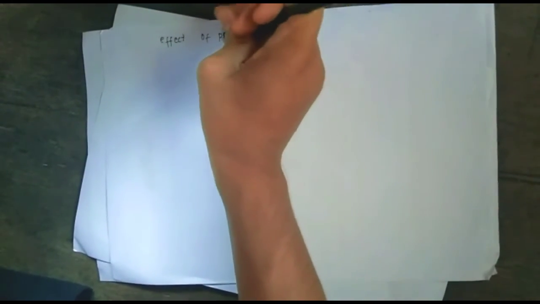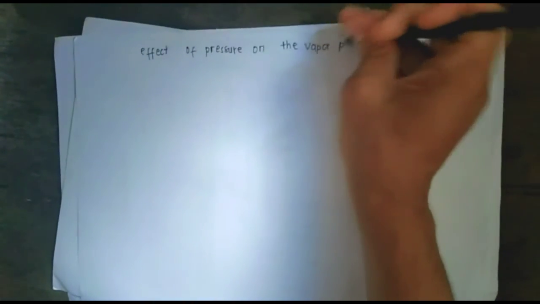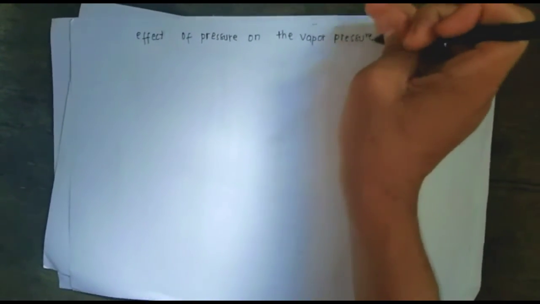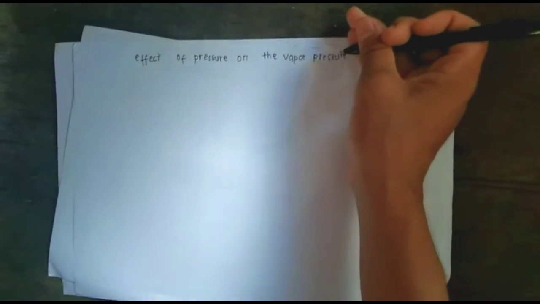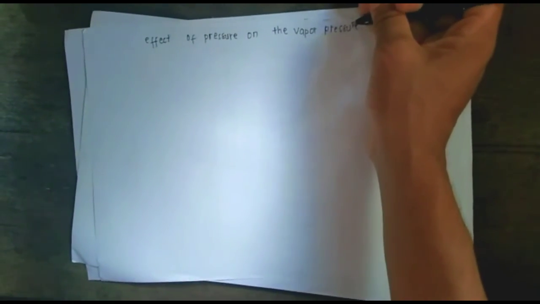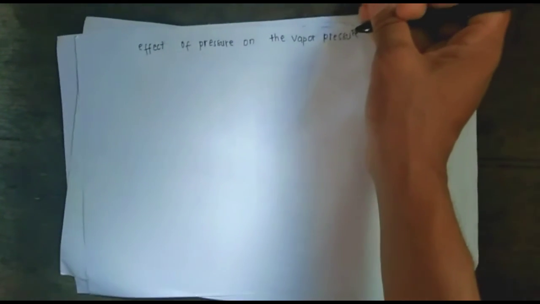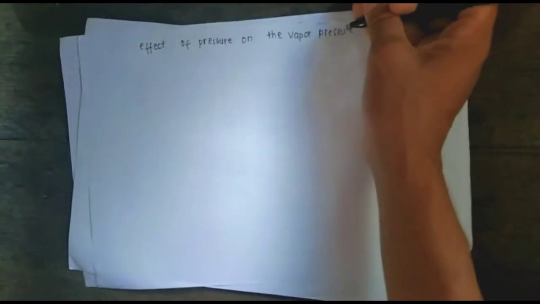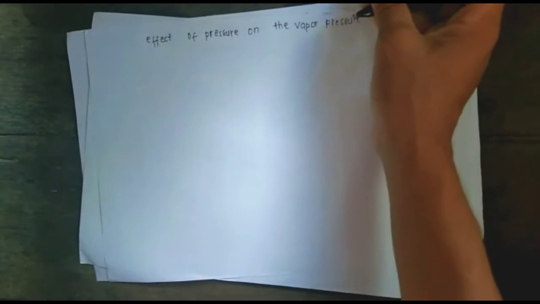So that we have the effect of pressure on the vapor pressure. In the previous description of the liquid-vapor equilibrium, it was implicitly assumed that the two phases were under the same pressure P. It is possible to keep the liquid under a pressure P and the vapor under the vapor pressure p. Then the vapor pressure depends on P.